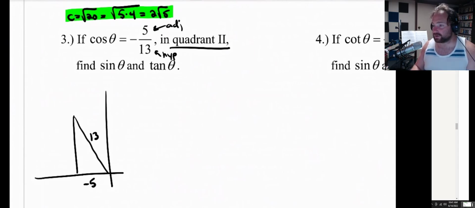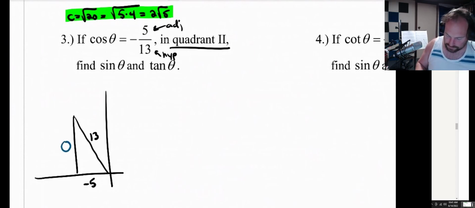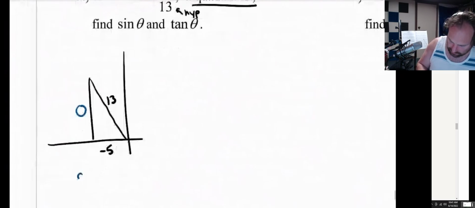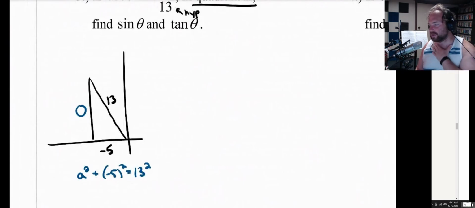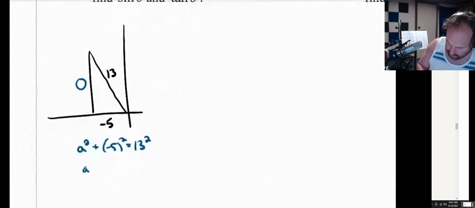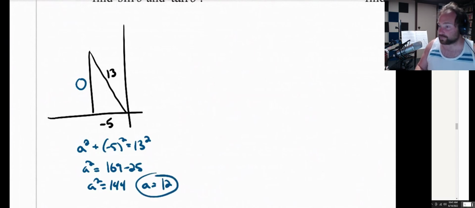So the sine and the tangent will both require that missing side. So let's figure this out. Now keep in mind that's the a, I suppose. A squared plus -5 squared equals 13 squared. You might recognize this Pythagorean triple here. It's going to be 12. If you don't know that, I'll prove it right now. A squared is equal to 169 minus 25, which is 144. And that means that a is the square root of 144, which is 12. 5, 12, and 13 make a Pythagorean triple.